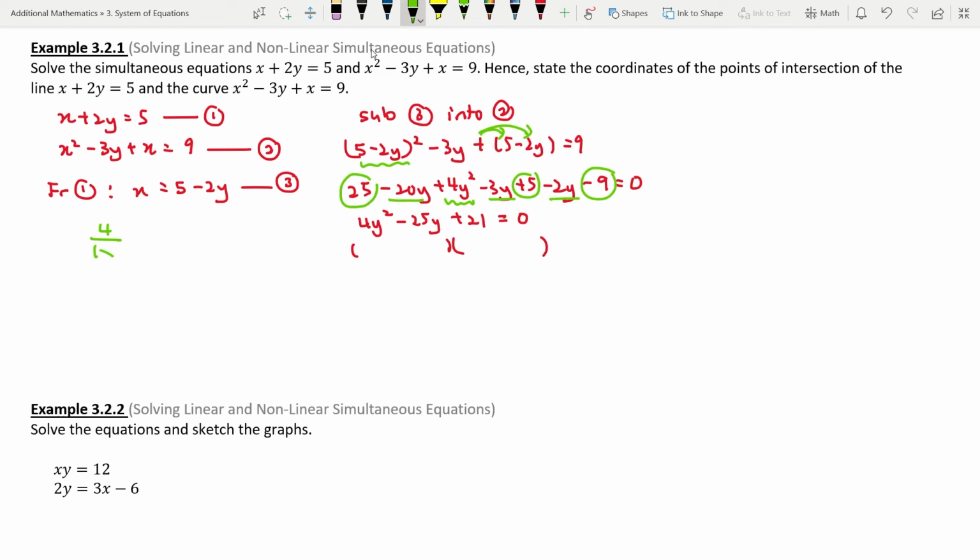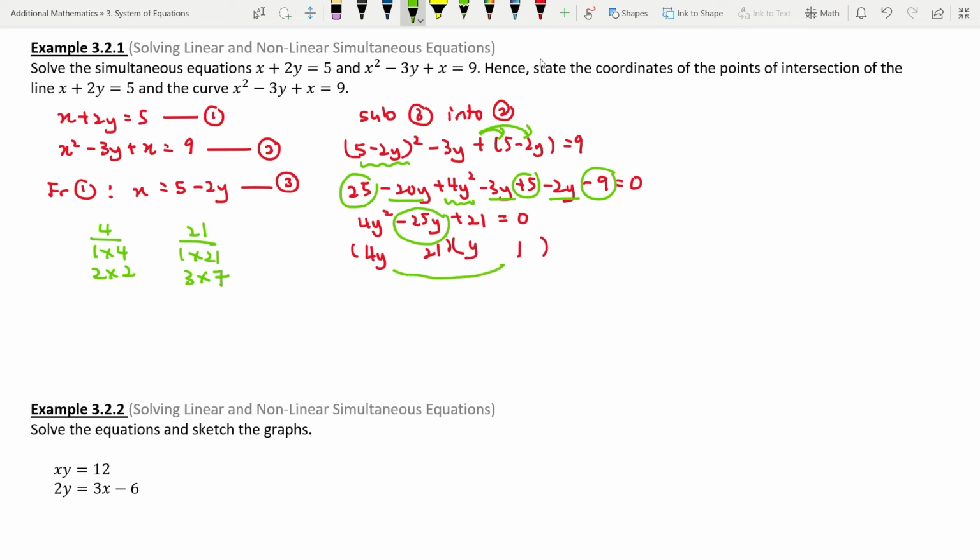4 can be 1 times 4 or 2 times 2. 21 can be 1 times 21 or 3 times 7. We need to get a negative 25. There are many combinations, hence we need to do trial and error. Let's try 1 times 4 and 1 times 21. 4y and y, 21 and 1.